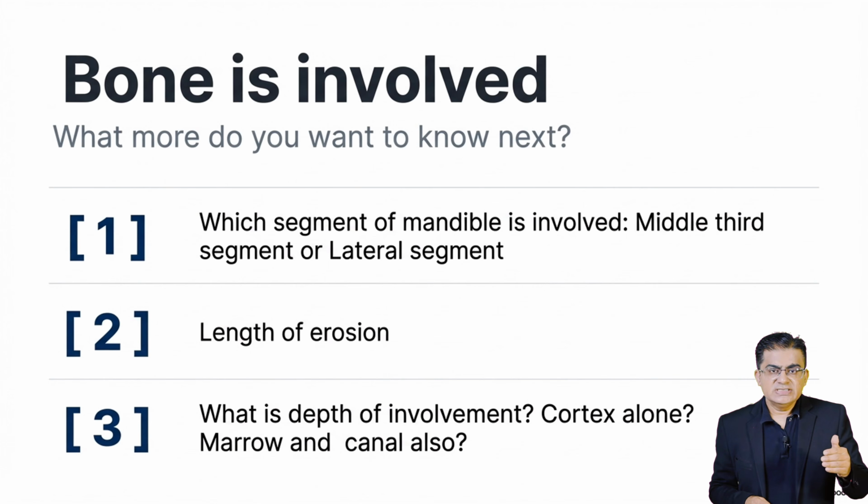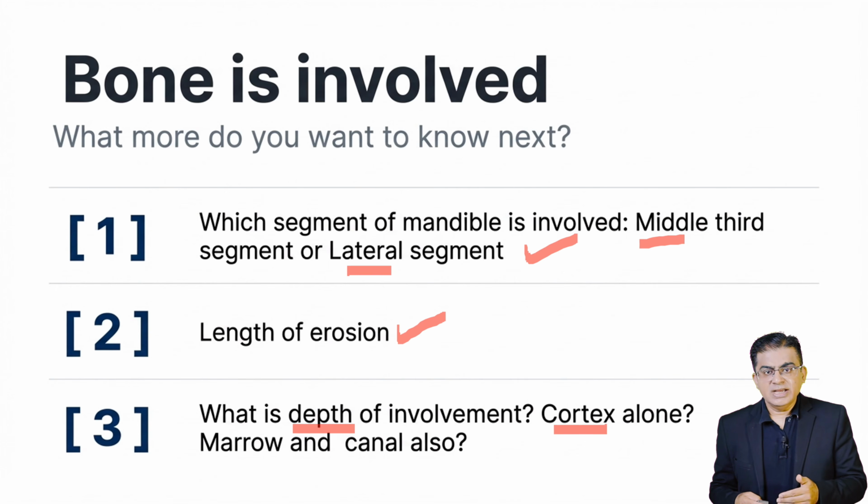Listen, once your CT confirms that the tumor has invaded the mandible, you must immediately answer these 3 important surgical questions. Number 1, which segment of the mandible is involved? Is it the middle third segment? Lateral segment? Number 2, what is the exact length of erosion? How much bone actually needs to be resected? Number 3, what is the depth of involvement? Is it just the cortex alone, or has the tumor plunged deep into the marrow and the inferior alveolar canal as well?